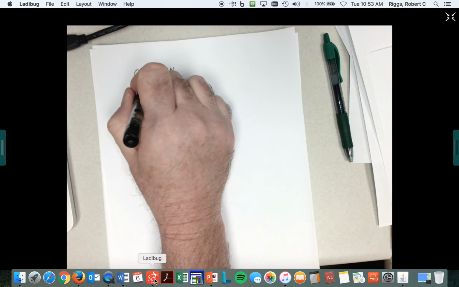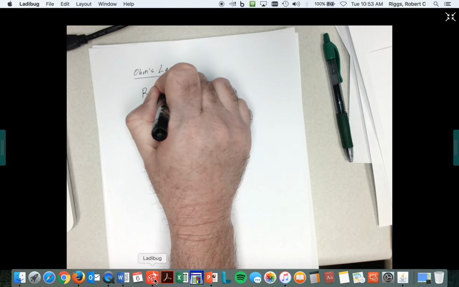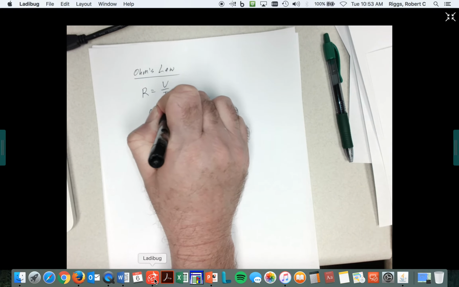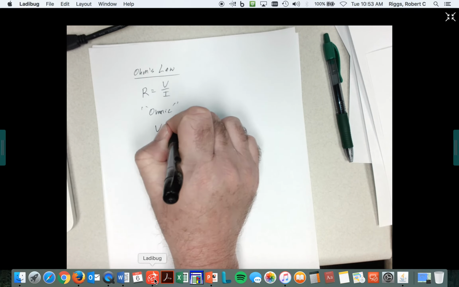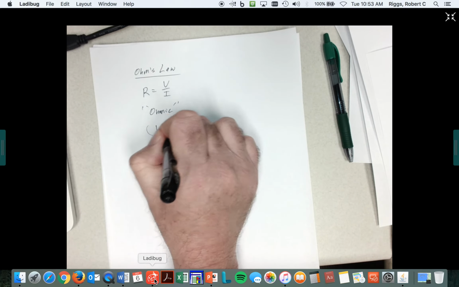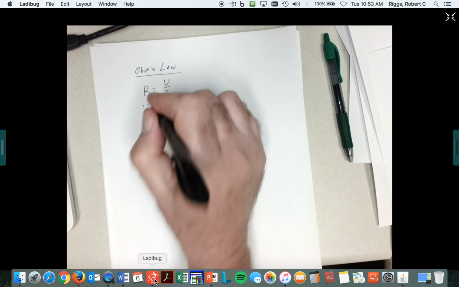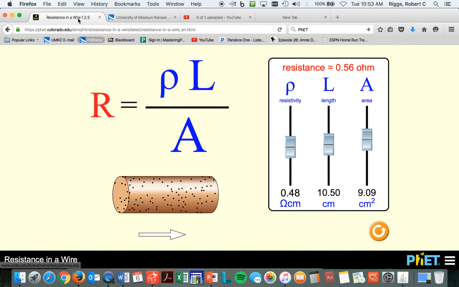So we have a resistor, and resistance is equal to V over I. If a material is ohmic, that means V is equal to IR. Now, this doesn't happen exactly every time, because this is like the ideal world. Let's take a look and see what resistance looks like.